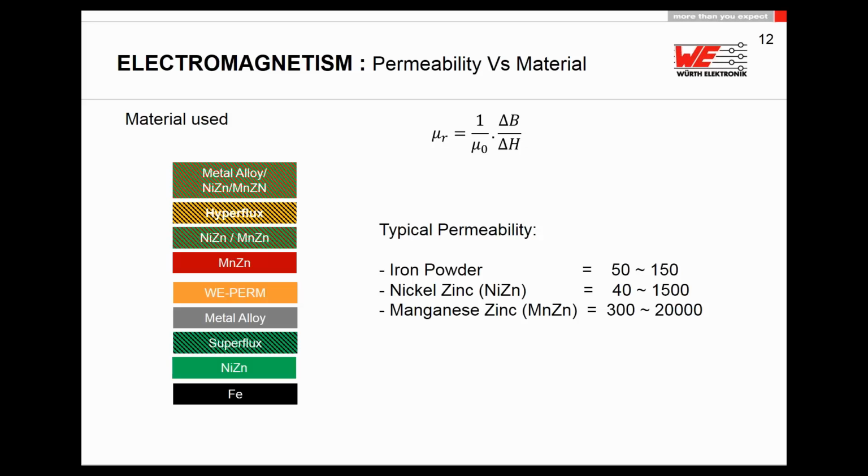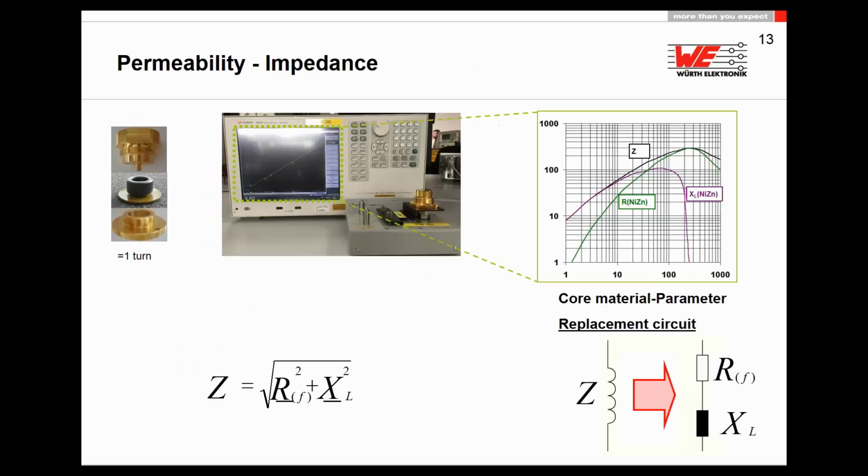Additionally, you have to consider that there are many different materials used to build the inductance. You can use iron powder, nickel zinc, manganese zinc, or even nanocrystalline core. A typical iron powder has a permeability up to 150, a nickel zinc reaches 1,500, and manganese zinc you can reach 20,000. All these different materials are used to build some inductance.